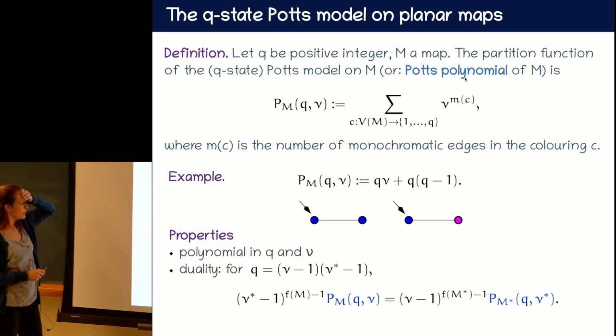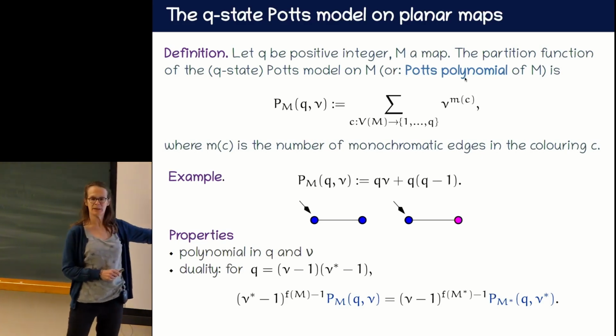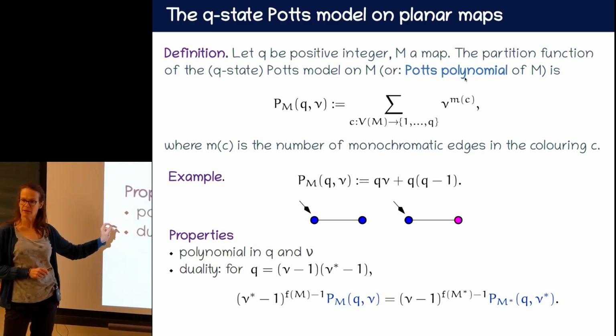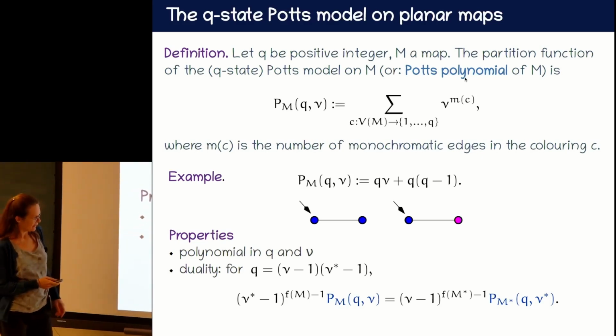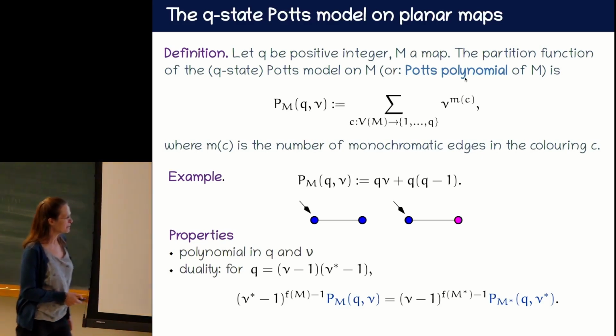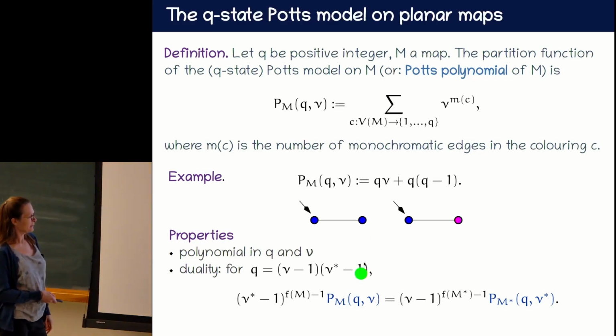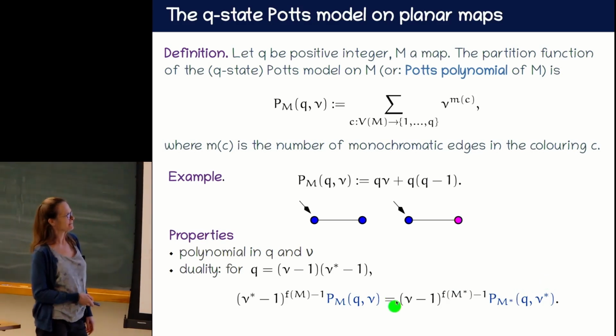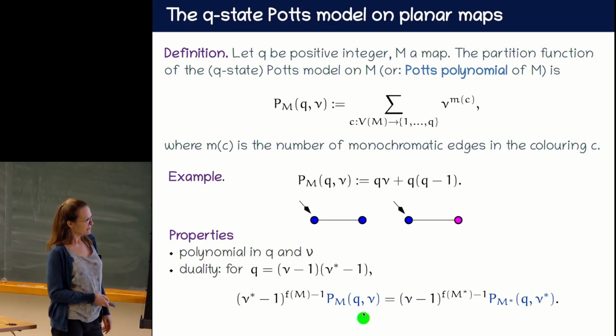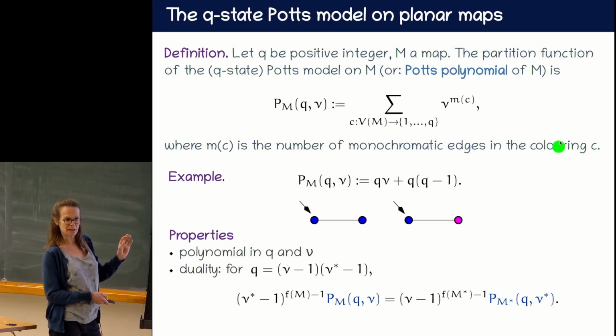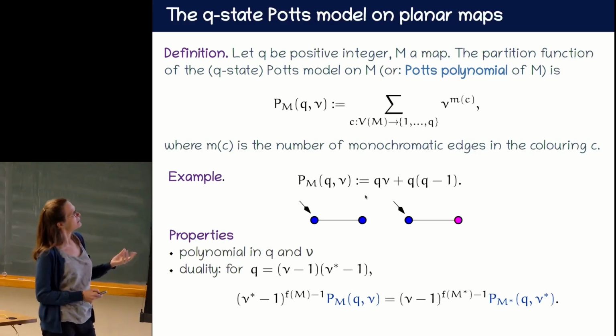And there's this interesting duality relation, which holds only in the planar case, which tells you that the Potts polynomials of M and of its dual are related. But you see the value of q is the same, but the value of nu, which records monochromatic edges, is different. And the relation between nu and nu star is this one.